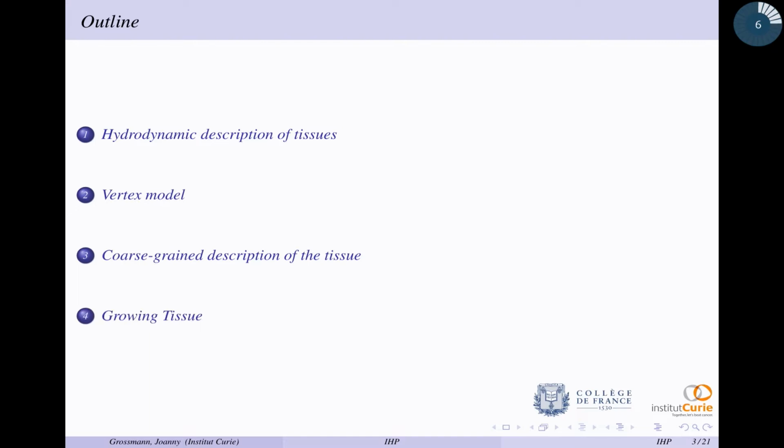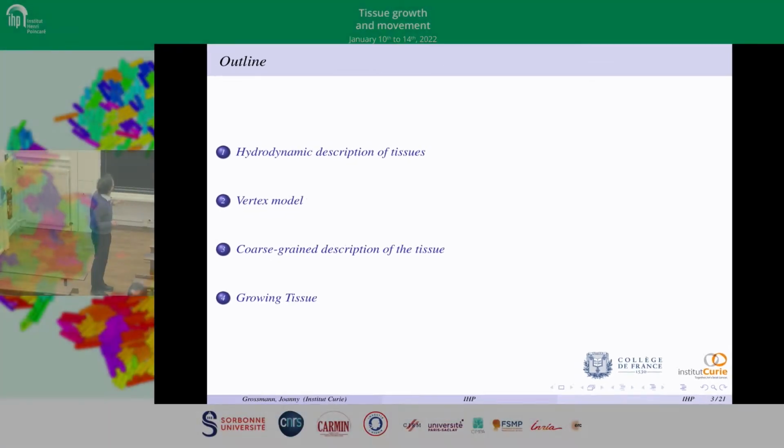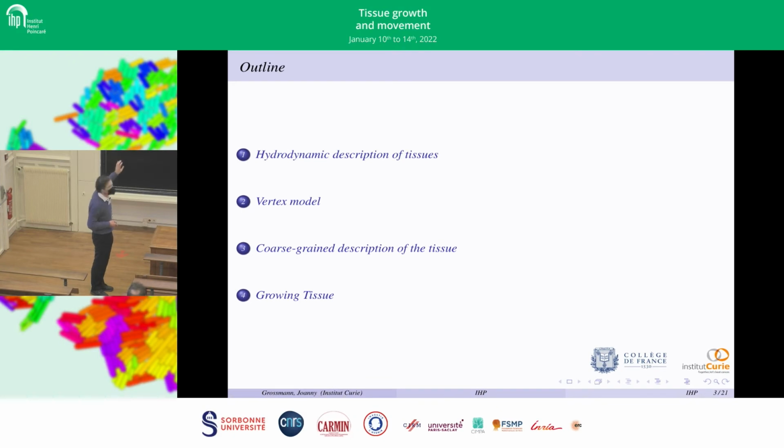So I want to do a few things. The first thing, I will say a few words about hydrodynamic descriptions of tissues. How can we consider a tissue as a material and do hydrodynamics with them? I'll go back very fast on the vertex model, and I'll show you that we use a modified version of the vertex model. And then I'll talk about the coarse graining, and I'll give you an example on growing tissues.